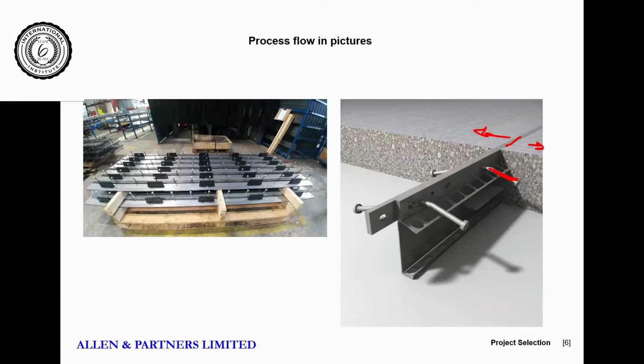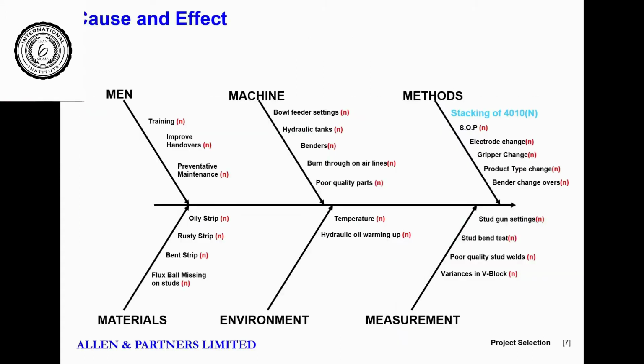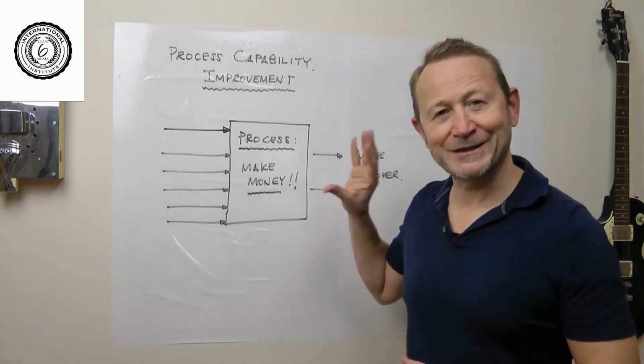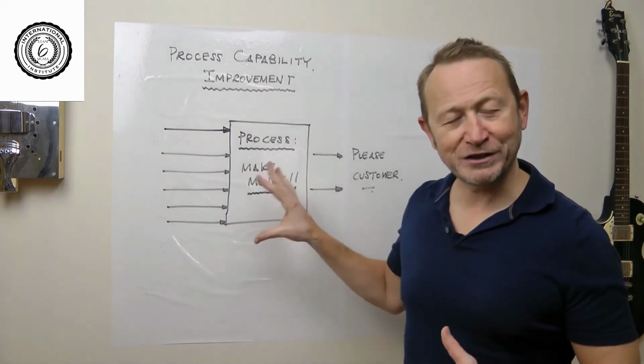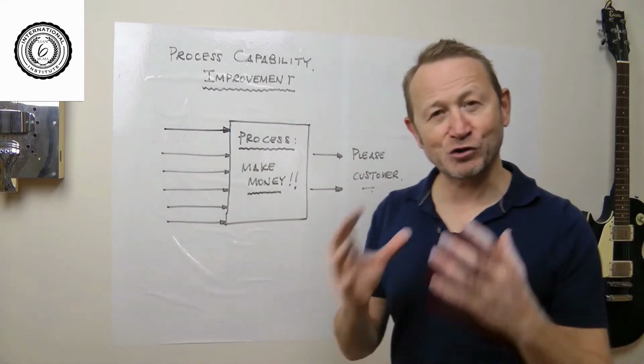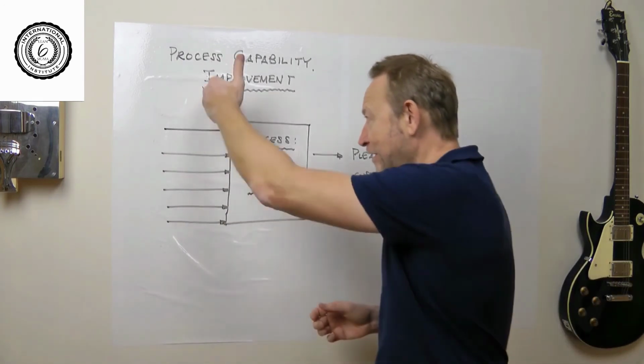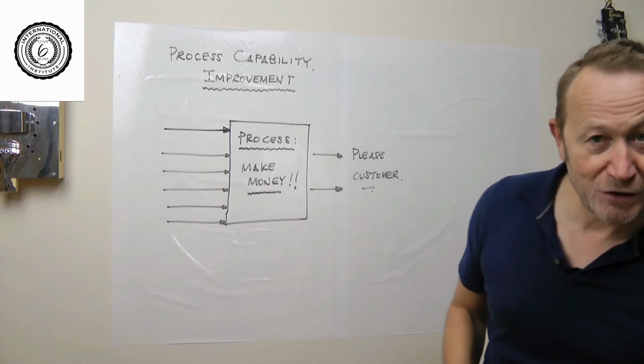So once they've gone process flow, cause and effect. Now what are they doing here? Well, of course, what they're doing is they're trying to replicate this picture right here. So what we've got is a cause and effect diagram. All the items on the cause and effect diagram are inputs to the process.